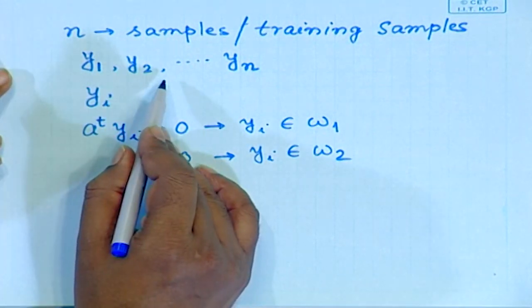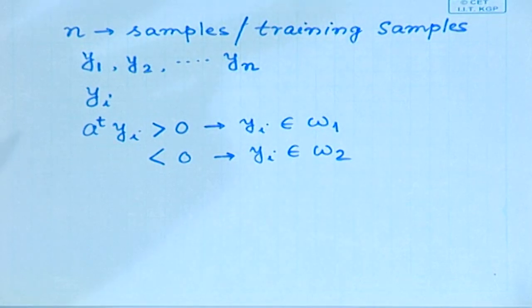I have some samples which are labeled as class omega 1, and some samples which are labeled to belong to class omega 2. Now, given a weight vector A, if I take all the samples labeled as omega 1 and find that for each of those samples A transpose y i is greater than 0, that means the weight vector A is correctly classifying all the feature vectors labeled as class omega 1.